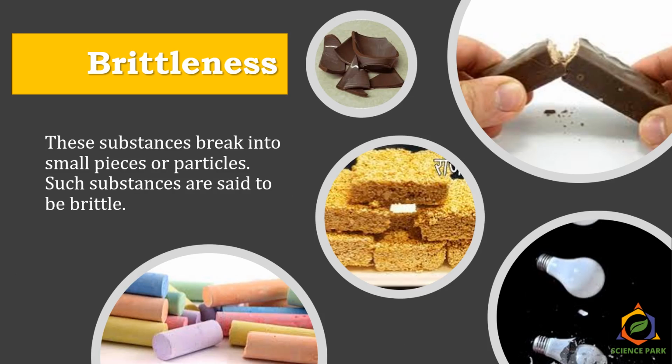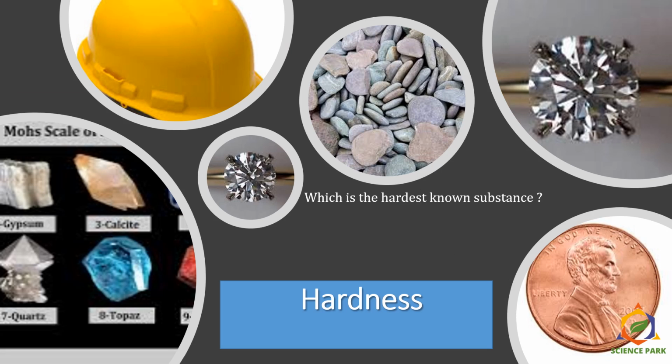Now here you are seeing some objects like earthen pots, Cadbury candies, a Rasgulla in between, and some chalks. What will happen if I break them, or if I put some pressure on them? They'll break into small pieces. What will happen if I throw a glass bulb? It will definitely break into smaller pieces of glass. So all these materials which break into small pieces or particles are called brittle, and the property is called brittleness.